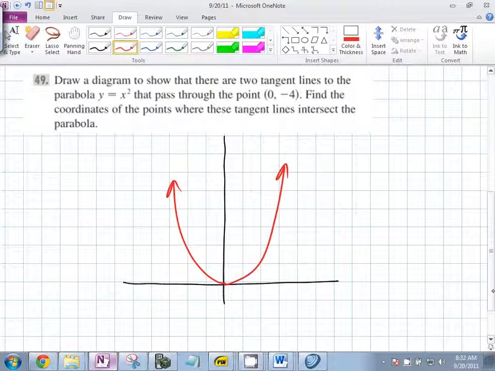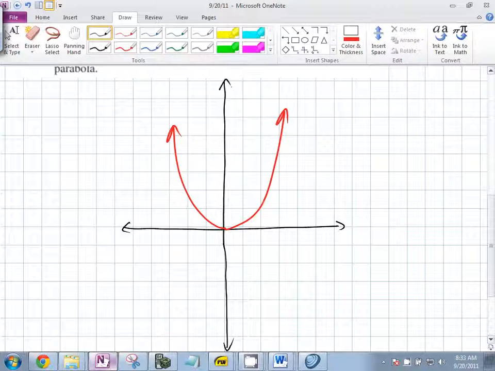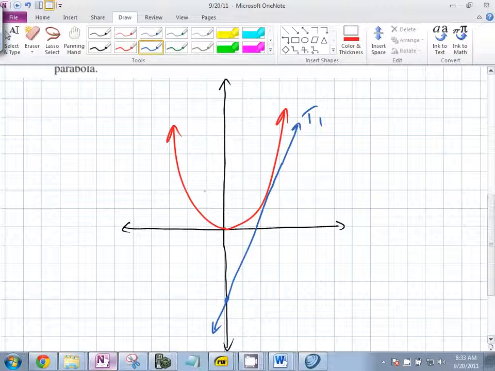Show that there are two tangent lines that pass through (0, -4). So I'll extend this down a little bit further. When you draw these tangents, (0, -4) is right about here, so one of these tangent lines will look like this. What do you know about the relationship between this first tangent line, tangent line 1, and the other tangent line? They have the same slope, except it's negative. So if this one is +3, the other one is -3. That seems like a safe assumption. We haven't proved that, but it seems like a good assumption.